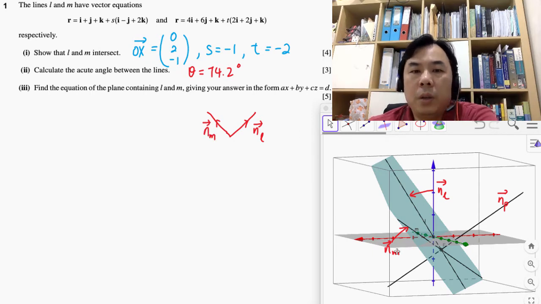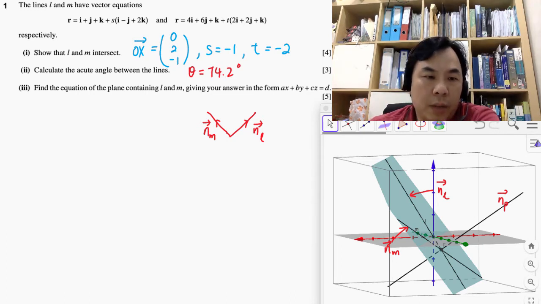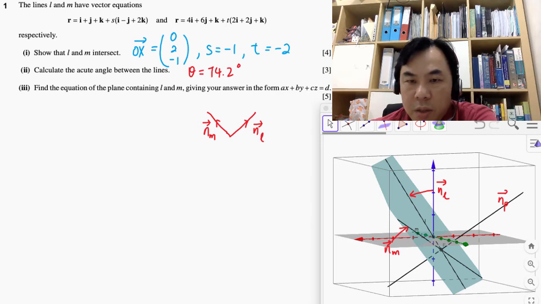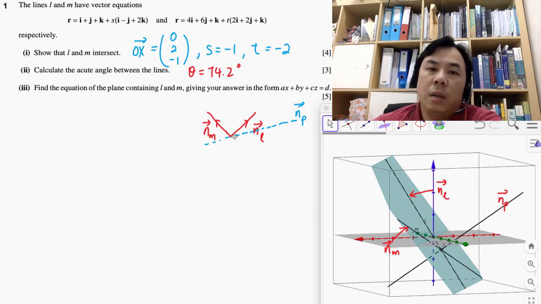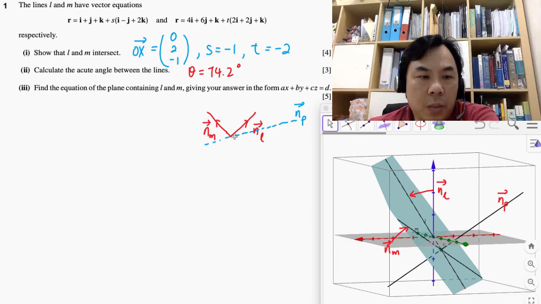Now, in order to obtain the normal vector, which is in this direction, I'm going to show you how it looks. So in this direction, this is n, the normal vector to the plane. One way to do it is by applying the vector product. Now just to recap, the vector product.